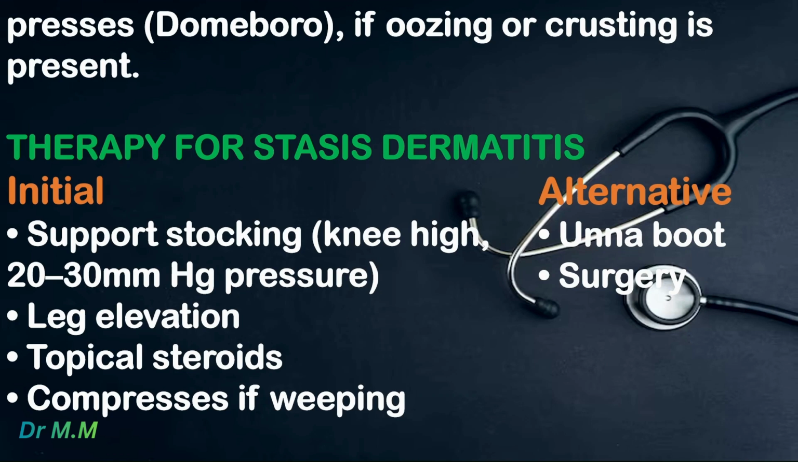Therapy for stasis dermatitis: initial therapy includes support stockings, knee height, 20 to 30 mm Hg pressure, leg elevation, topical steroids, compresses if weeping, and alternative therapy includes Unna boot and surgery.